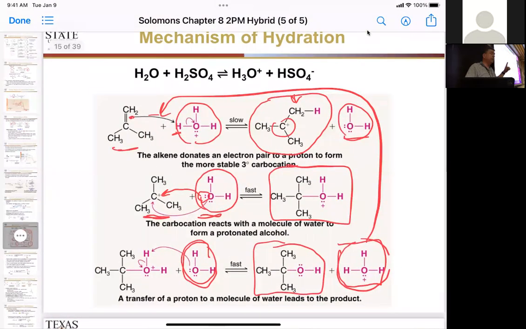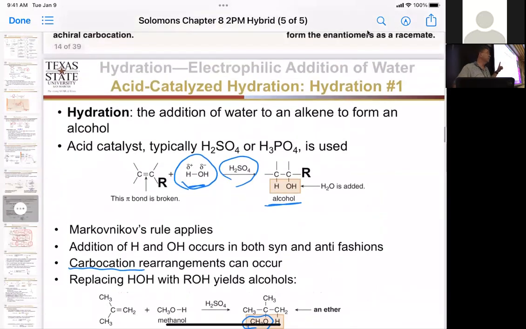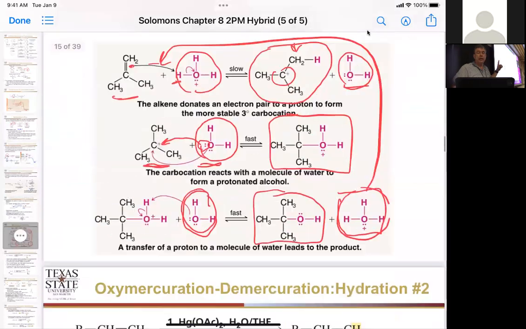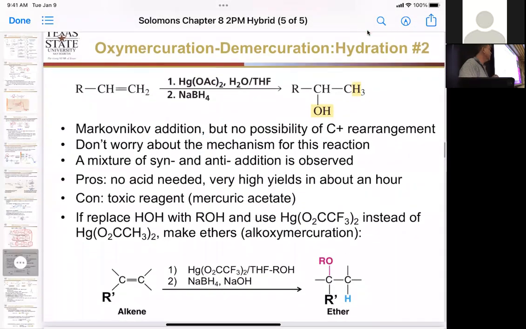So this is our first type of hydration, which is why it's up here. Hydration version number 1 is acid catalyzed hydration. The second one we're going to call oxymercurization demercurization. In oxymercurization demercurization, the mercury is going to add across the double bond with this oxygen, and it has to be in the presence of water. It's going to add across, leaving our mercury attached here and our OH attached here.